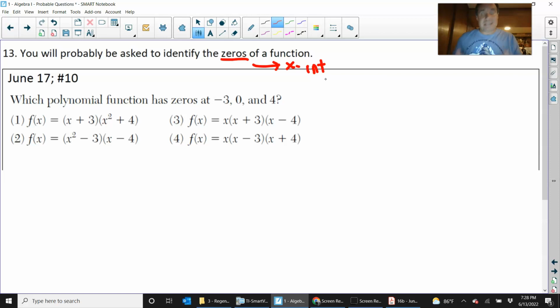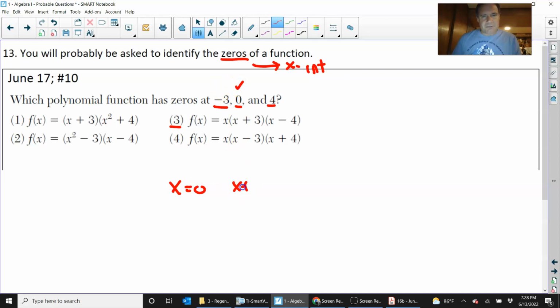But there's a really easy way to do this by hand. The zeros right here are -3, 0, and 4. So just take a look. I like starting with number 3. I don't know if that's the answer. But you have to set each one of these equal to 0. Right? That's how to do it. So x itself equals 0. Do we have that? Yes, we do.